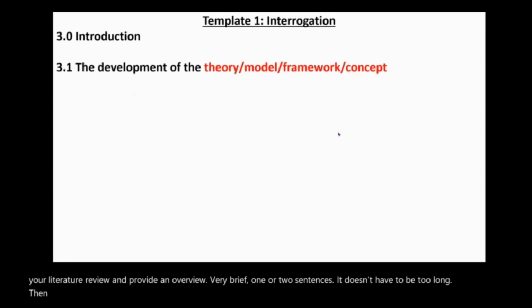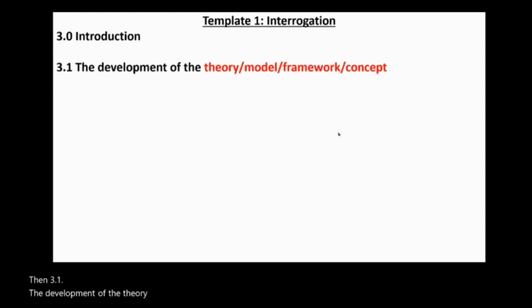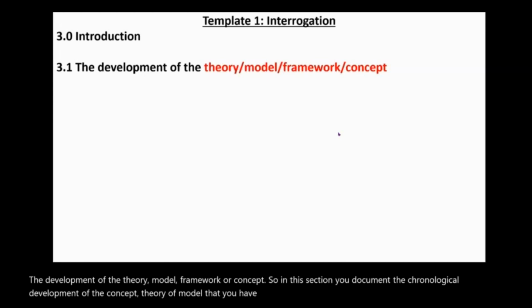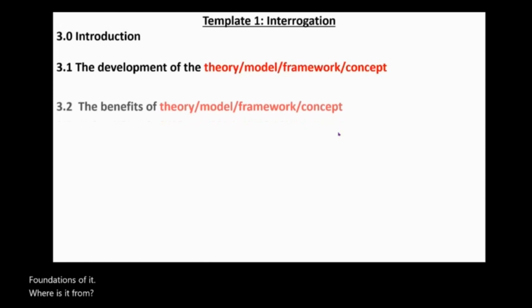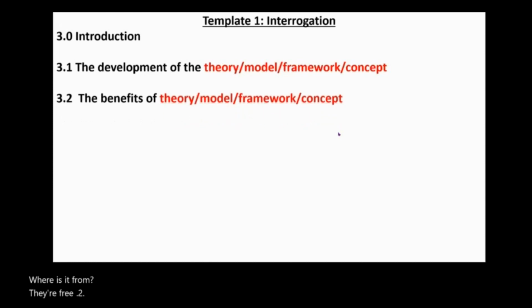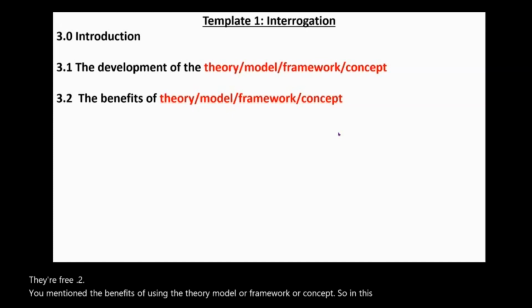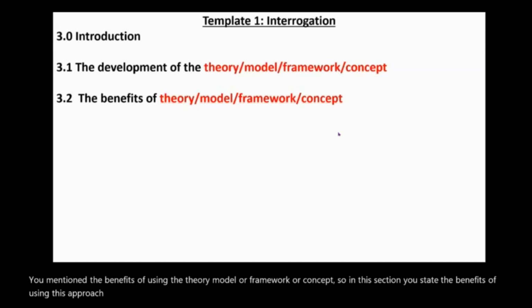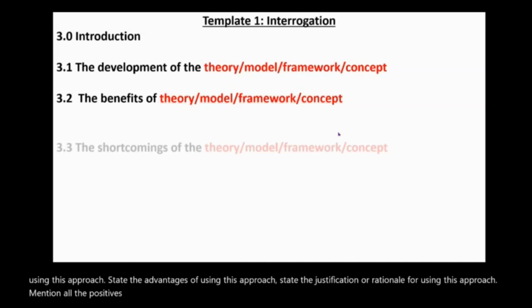Then 3.1, the development of the theory, model, framework, or concept. So in this section, you document the chronological development of the concept, theory, or model that you have selected. What are the roots of it? What are the foundations of it? Where is it from? Then 3.2, you mention the benefits of using the theory, model, or framework or concept. So in this section, you state the benefits of using this approach, the advantages, the justification or rationale for using this approach. Mention all the positives, all the good stuff.